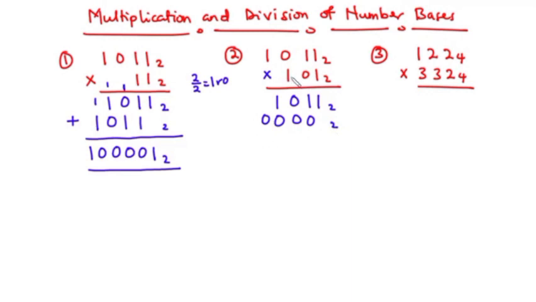To the third value, 1 times 1 is 1. 1 times 1 is 1. 1 times 0 is 0. And then 1 times 1 is 1. Now we are going to add all these three values in base 2.